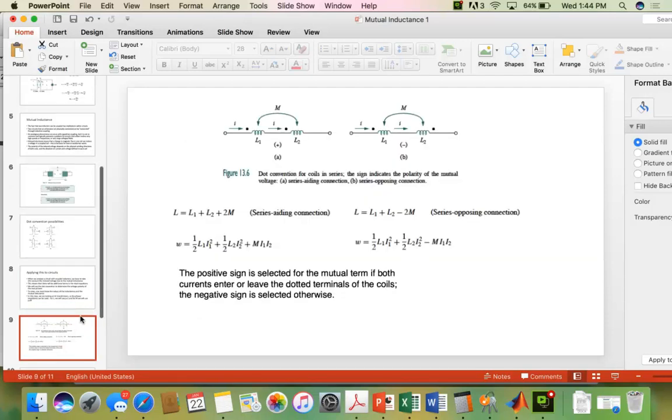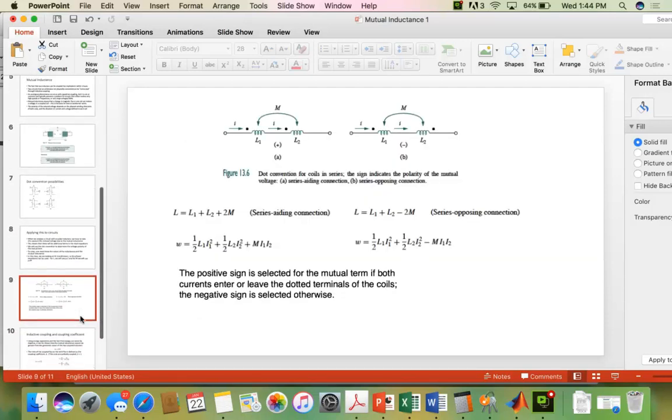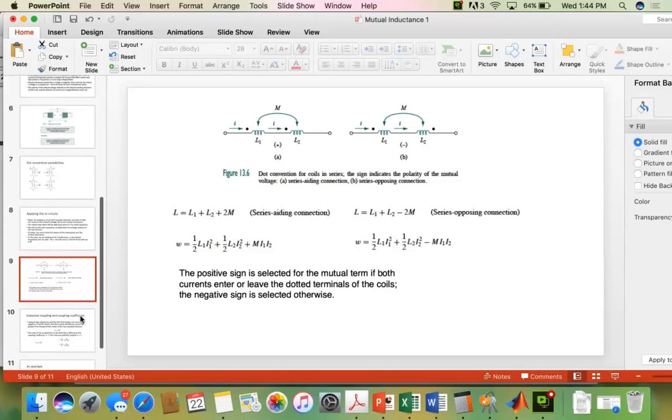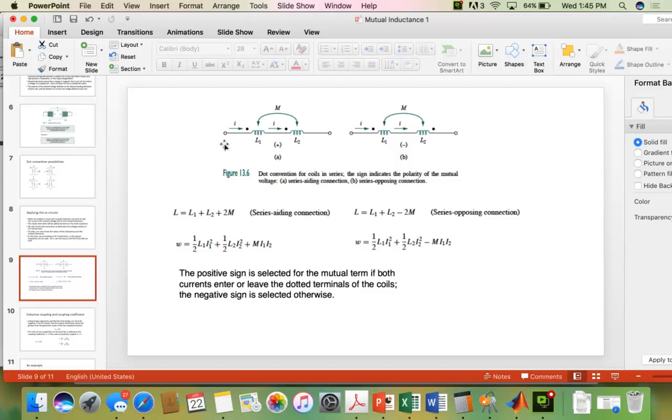All right, one last thing to talk about is series aiding and series opposing connections. So basically in figure A here, these two inductors L1 and L2 physically are wound in the same direction. So the dot on both of these is at the top.